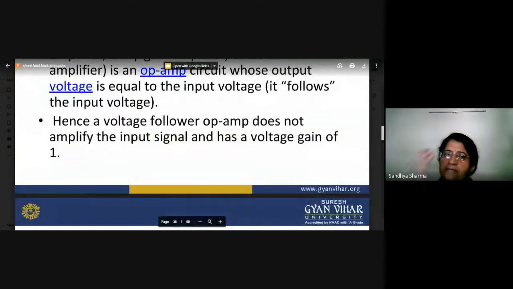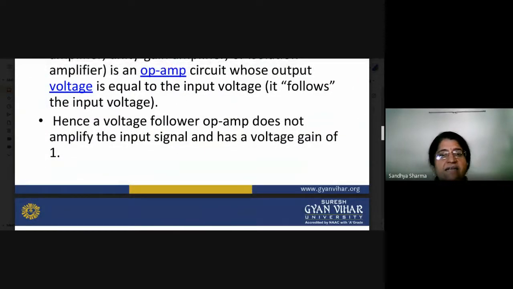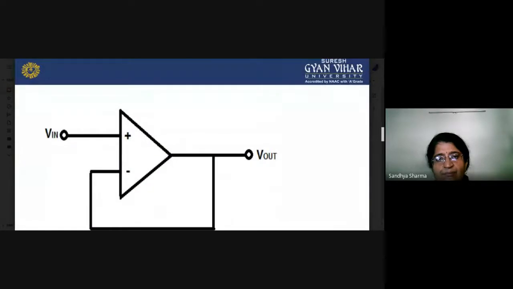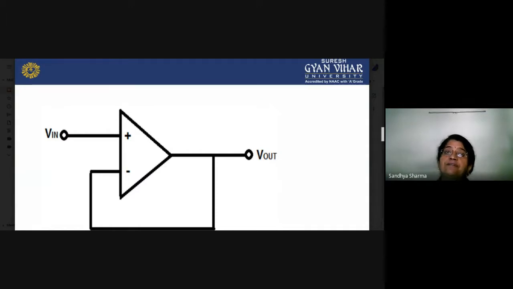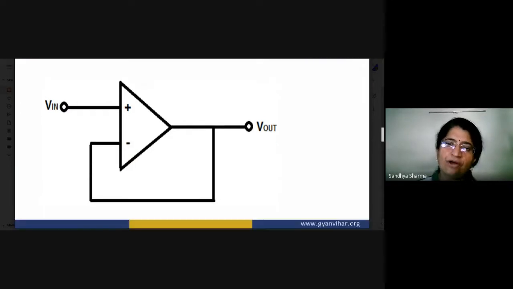So here the voltage gain is equal to 1. In the last lecture we studied the different feedback configurations: the voltage shunt feedback, voltage series feedback, and current shunt feedback. Whatever feedback mechanism you are using, the gain must be unity, so Vout by Vin is always 1. If we follow this condition, our gain will be equal to 1. This is called a voltage follower circuit.